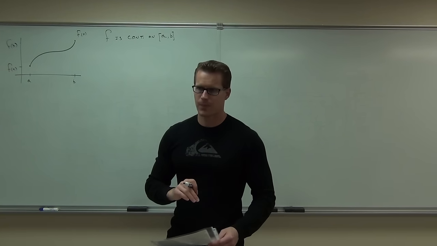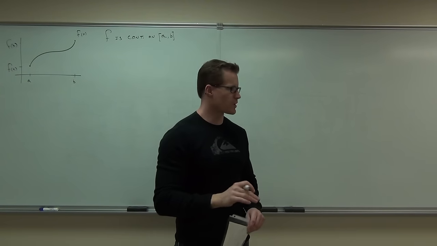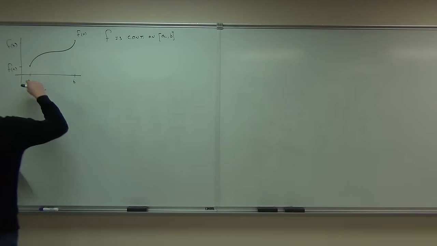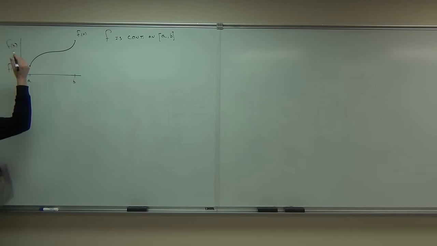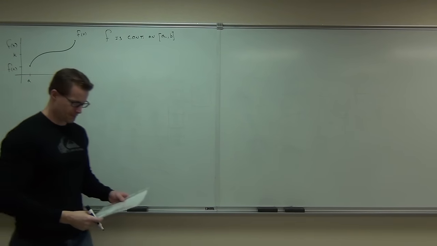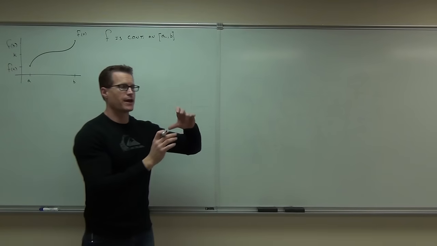Here's my question. Let's suppose that I picked some arbitrary value between f of a and f of b, maybe like here, and I'll call it k. So let's say that k is between f of a and f of b.